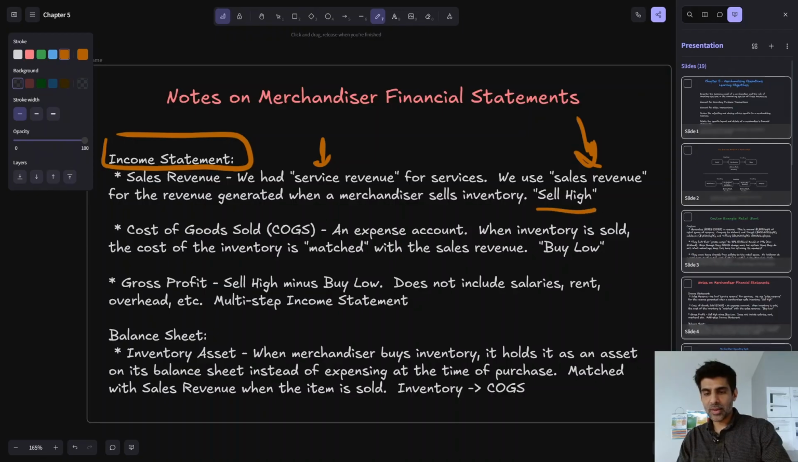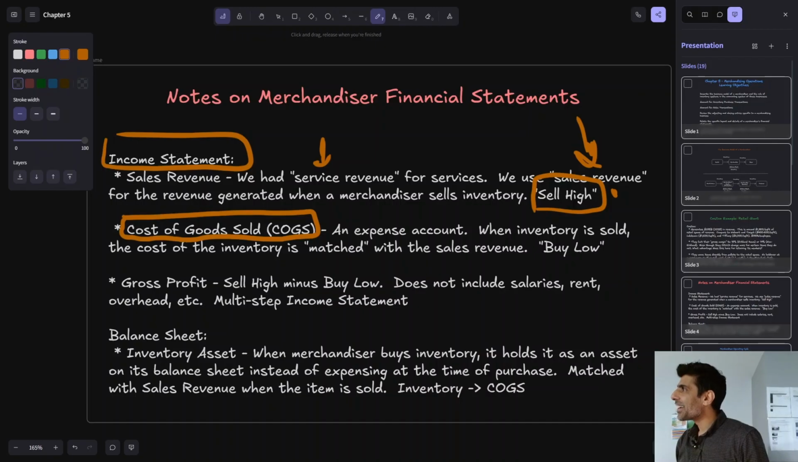Okay, and this is what we get from the selling high, right? Because the basic business model is buy low, sell high, right? So this is the sell high part of it. As I said, cost of goods sold. What type of account is this? Expense account. Okay, it's a type of expense. This is going to represent the buy low part of this business model of buy low, sell high.